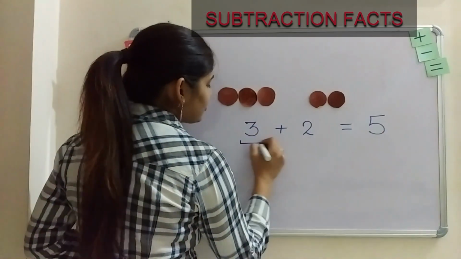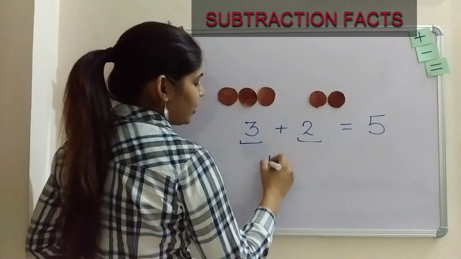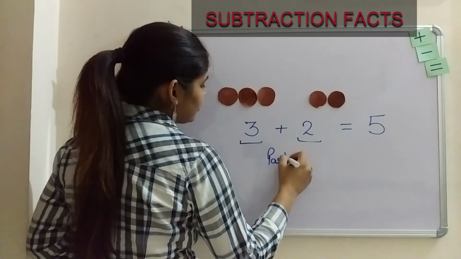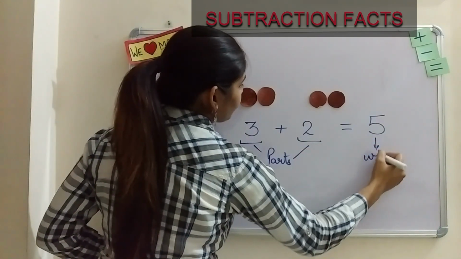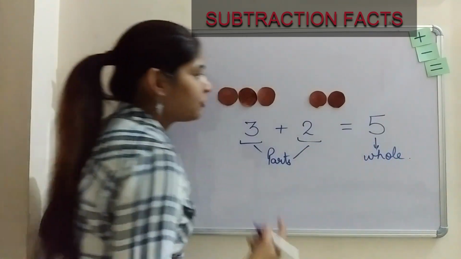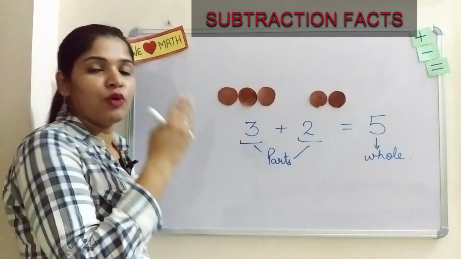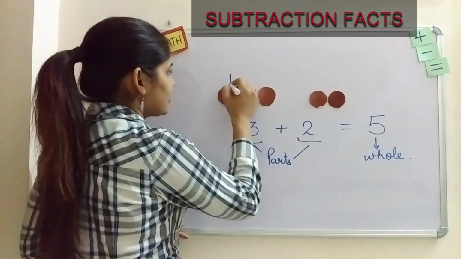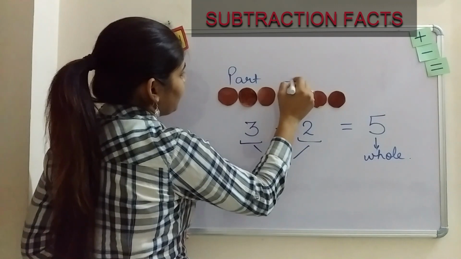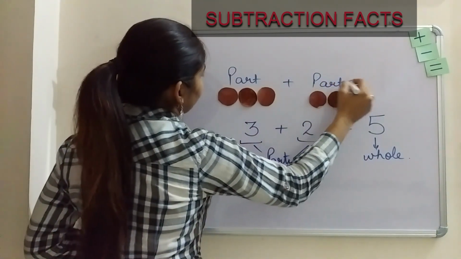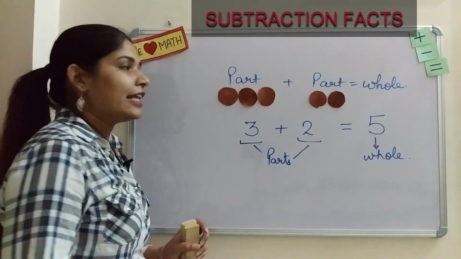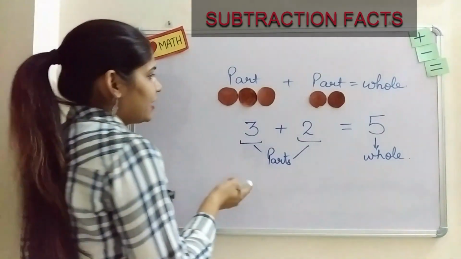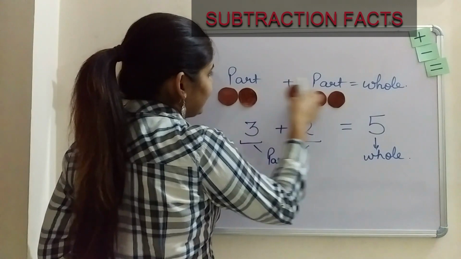So these numbers which we are adding, these are known as the parts, and this is known as the whole. So according to the addition fact, when we add one part, this part plus part, we will get a whole. Okay, and in this we can interchange the numbers as well.